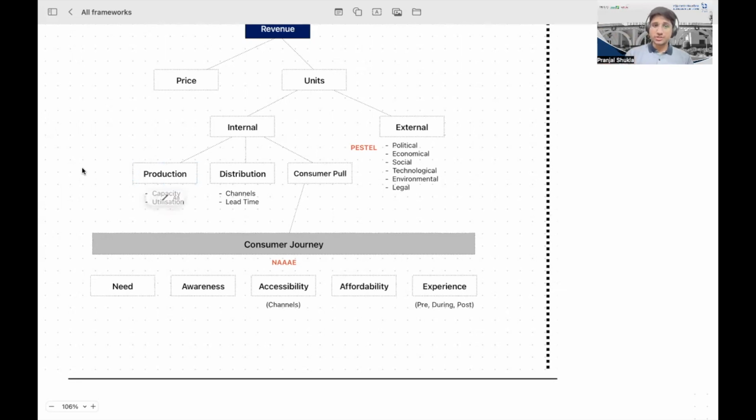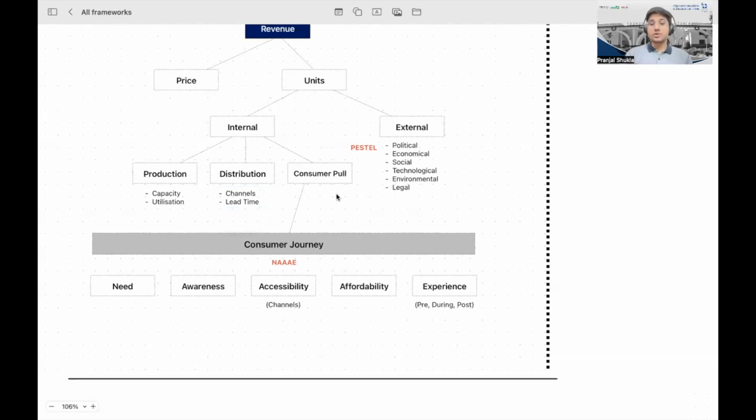So when you talk about production, we talk about the capacity of the plant and the utilization of the plant. If the units are not being produced, they will not be sold. Simple as that. Distribution channels are the different channels which companies have. Let us say we are a shoe manufacturer, then there will be certain offline stores and online stores. In online stores, there will be a company-owned store, Amazon, Flipkart, and other e-commerce sites. There would be a lead time associated with every store, which you might want to take into consideration.